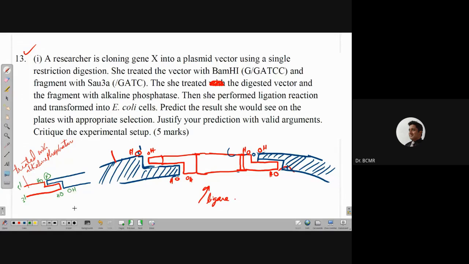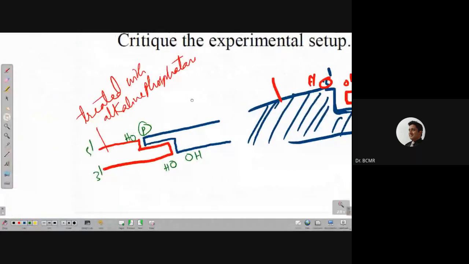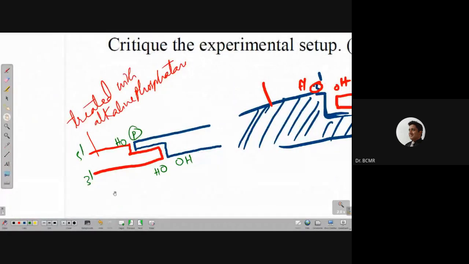I would also want to draw your attention to this one thing before we close the lecture. If we are treating with alkaline phosphatase, this is something you need to remember. If we added ligase to this, what would happen? Ligase will be able to seal here because there is 3' OH and 5' phosphate. So it will seal this gap, right? But it will not be able to act on this side, right?